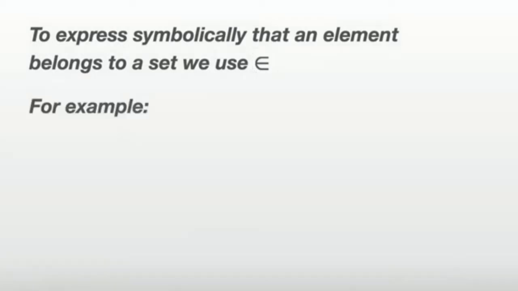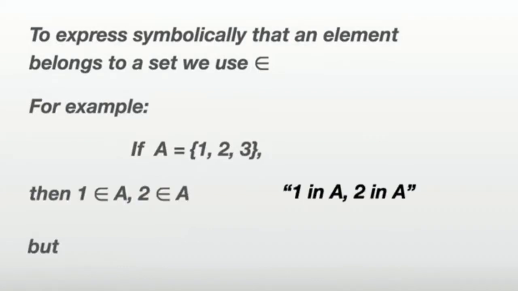again. To express symbolically that an element belongs to a set, we use this symbol. For example, if A is the set containing 1, 2 and 3, then 1 is in A and 2 is in A, but 4 is not in A. And we use the symbol for in, but with a line through it to denote not in.